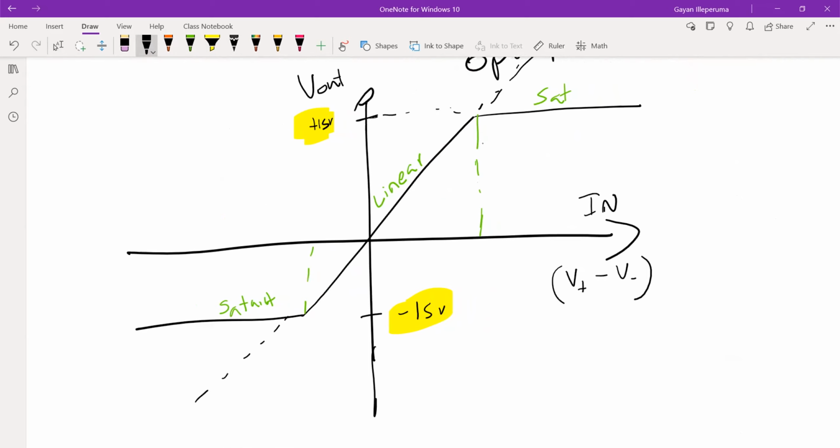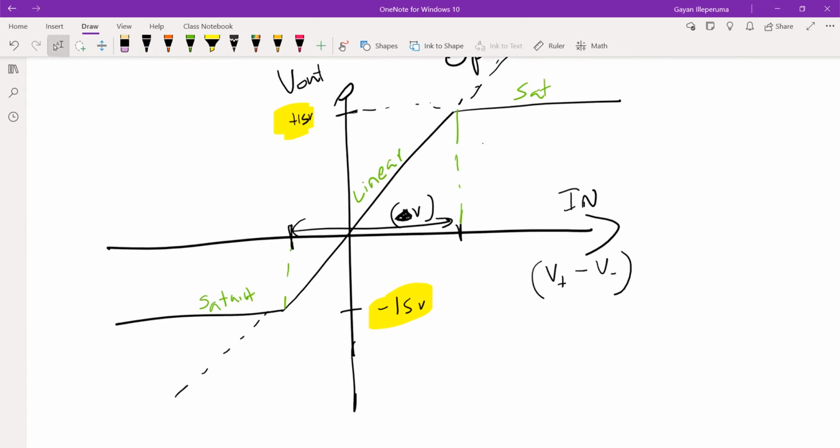what will be my linear region? That means what will be my input voltage difference for my output to be linear? Can you quickly calculate it? So AV is 1000, supplies plus 15 and minus 15. What will be the value for this one?